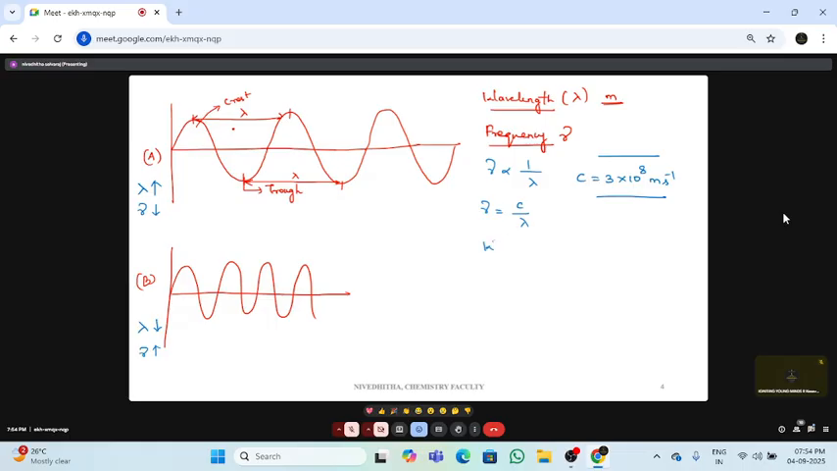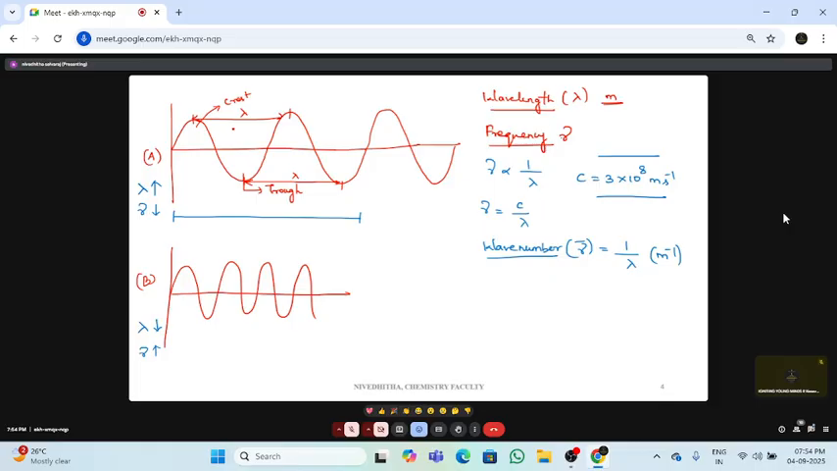Next is wave number. Wave number can be represented with a term nu bar, and it is the reciprocal of wavelength. Could you please tell me the unit of wave number then? Per meter, ma'am. Very good. Because the unit of wavelength is meter, 1 by meter is nothing but meter inverse. So in 1 meter, if you count the number of complete waves, that is the wave number.